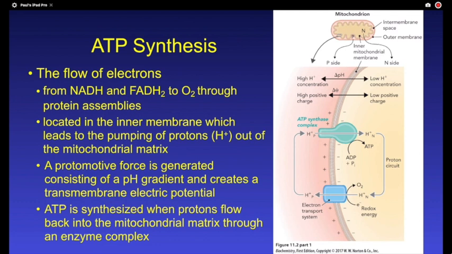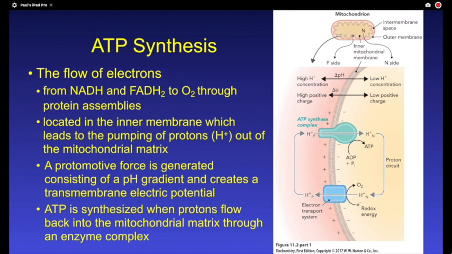Most of the time when we created a gradient, like the sodium gradient and the potassium gradient for a nerve signal, we used the enzyme sodium potassium ATPase. We broke ATP to move them against the gradient to create a very large differential so that we can open up channels and depolarize the cell. Here we're creating a proton gradient.